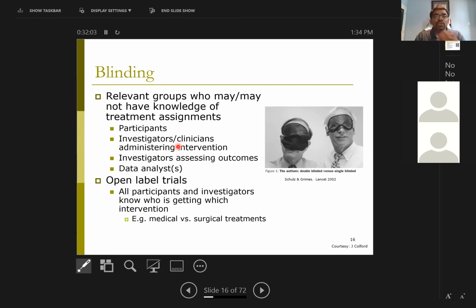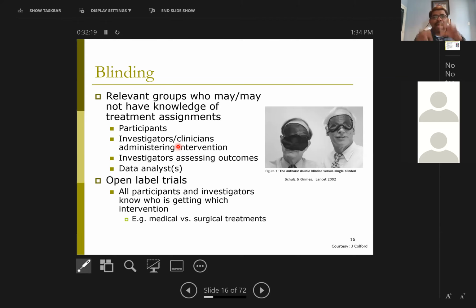If I knew you were on the placebo, I could give you other medications trying to overcompensate for the fact that you probably didn't get the active medicine, right? All sorts of crazy things are done in the real world that you can't have happening in a trial.